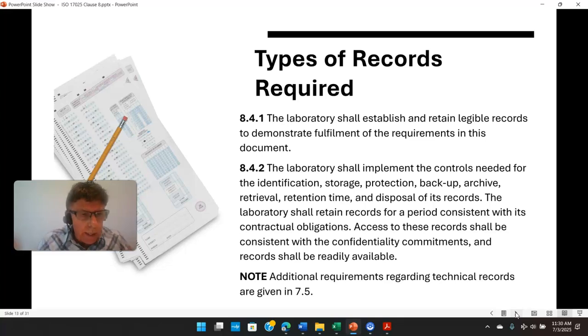Quality records would be something that you would see in section 8.4, such as internal audit records, management review records, records for the quality management system, risk and opportunity records, opportunities for improvement. The management side of the laboratory would be pretty much defined or shown in the requirements in section 8.4, whereas technical records are defined in section 7.5.